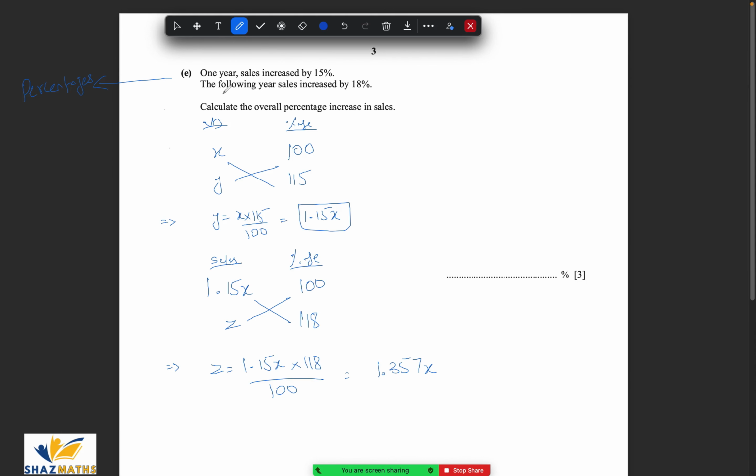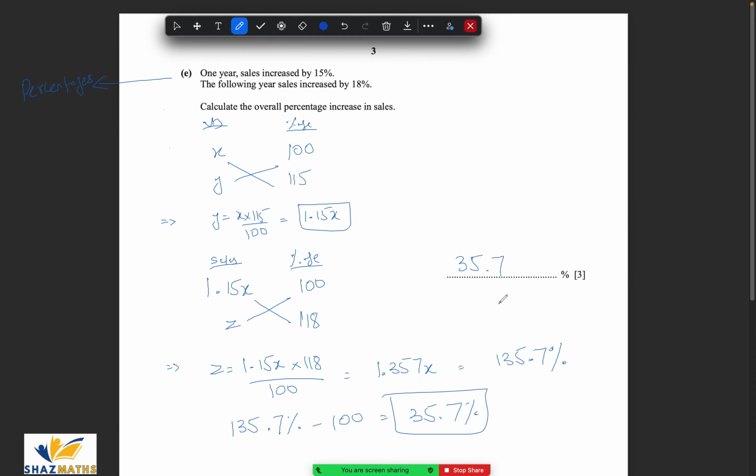We have to calculate the overall percentage increase in sales, right? So if I keep this in percentage, it is basically now 135.7%, right? So how much is the overall percentage increase? That would be 135.7% minus 100, and the final answer is 35.7%. So this is the final answer.